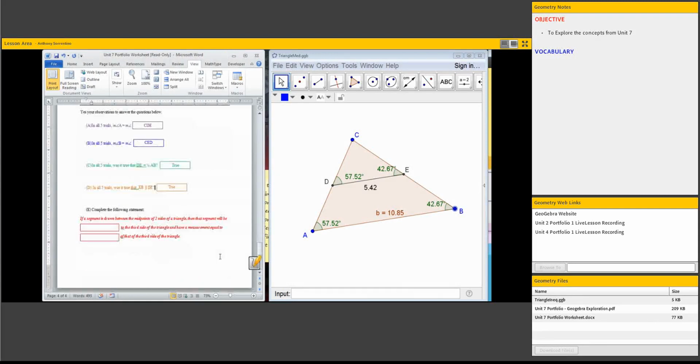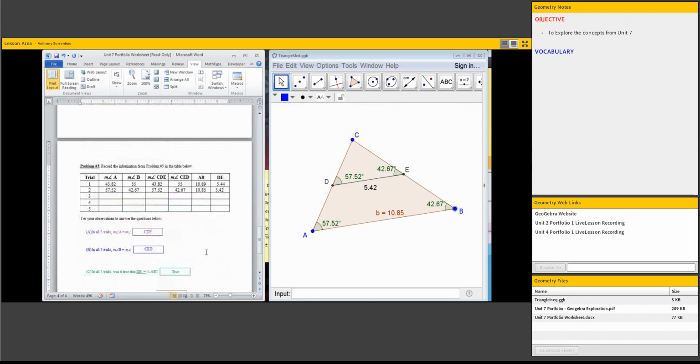And so the conclusion you want to draw, and this is a rule that we learned about in this unit: if a segment is drawn between the midpoints of 2 sides of a triangle, then that segment will be blank to the 3rd side of the triangle and have a measurement equal to the blank of the 3rd side of the triangle. So the 2 words that need to go here are parallel, and it's going to have a measurement that's equal to 1/2 of the 3rd side of the triangle. And that's the end of what you need to conclude here.